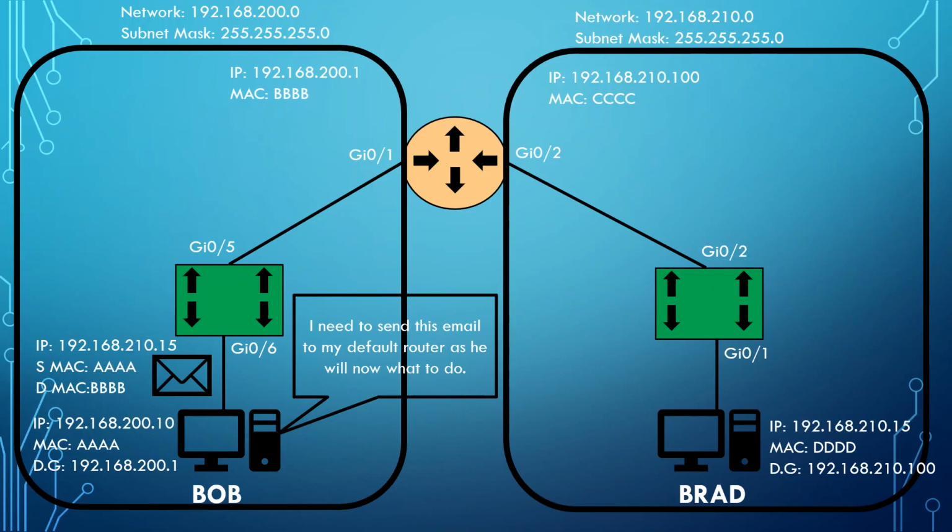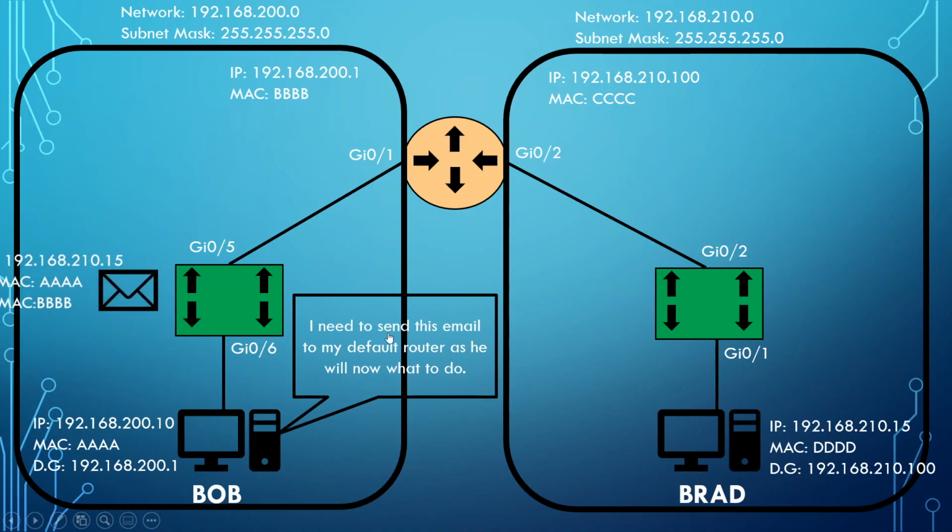It does this by using the MAC address. In this case, it's going to set the source MAC address as itself and the destination MAC address as the router. This way, when this data is received by the switch, it knows that this data needs to be sent to this router up here. So it forwards this out of its GI05 interface to this router. And that's exactly what it does.